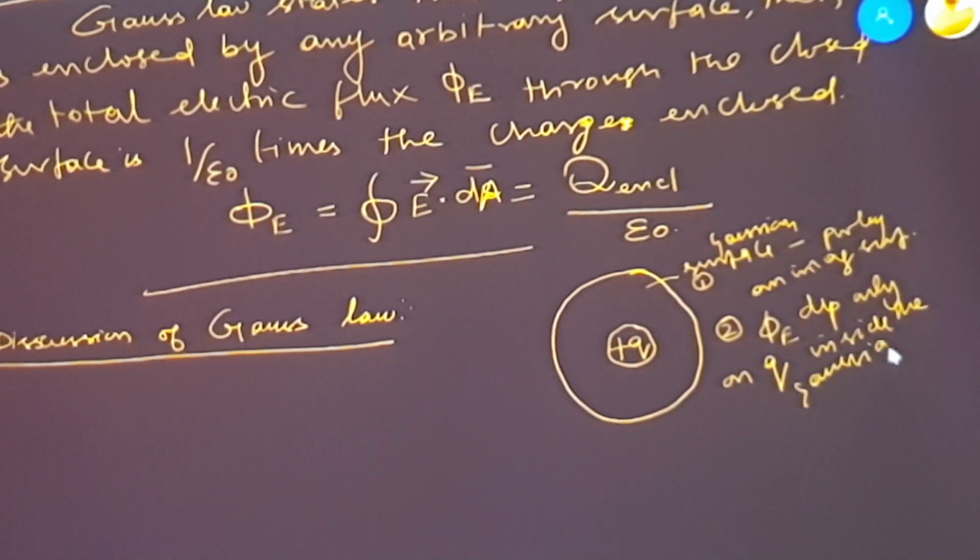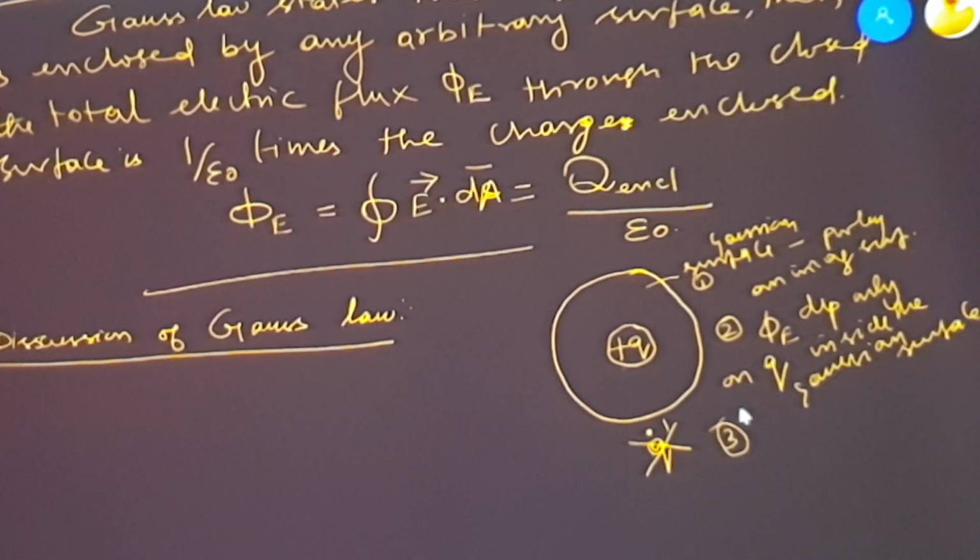If you are considering any charge outside the sphere, if you are having a charge outside this Gaussian surface, let us consider Q dash, then this charge won't contribute any flux to this closed surface.